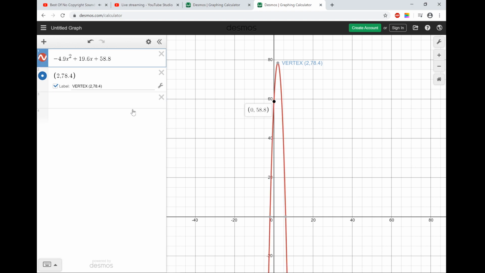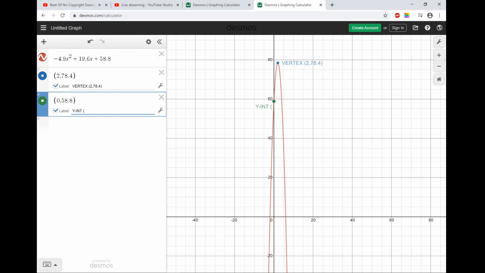0 comma 58.8. We'll label this as y_int, 0 comma 58.8.